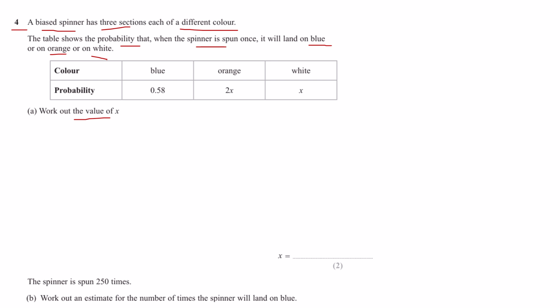So we know that probability has to add to equal 1. So 0.58 plus 2x plus x has to equal 1, guys, because probability has to always add to equal 1.